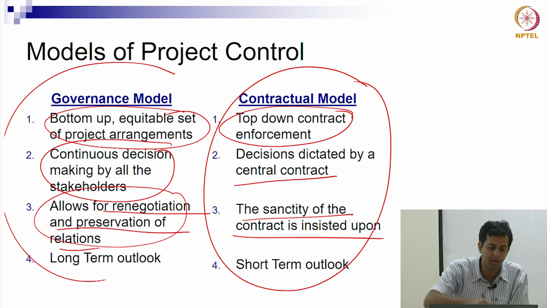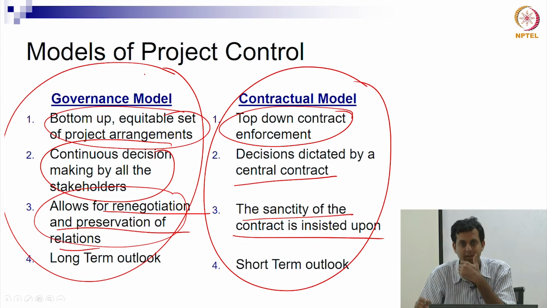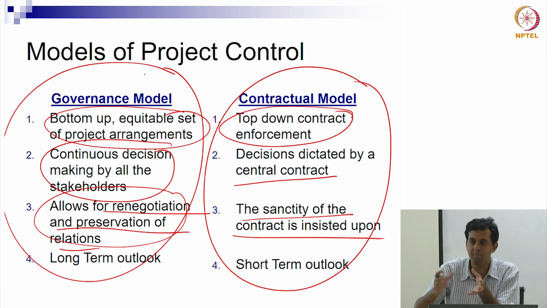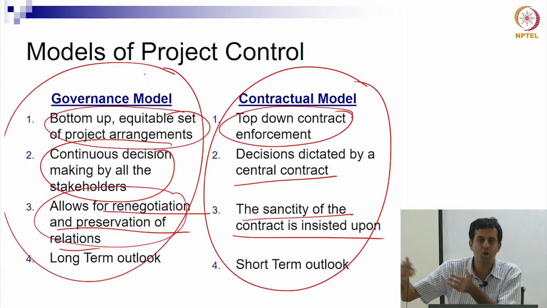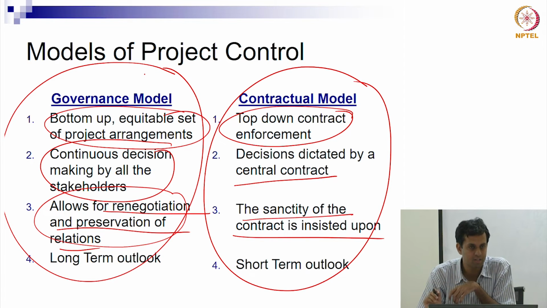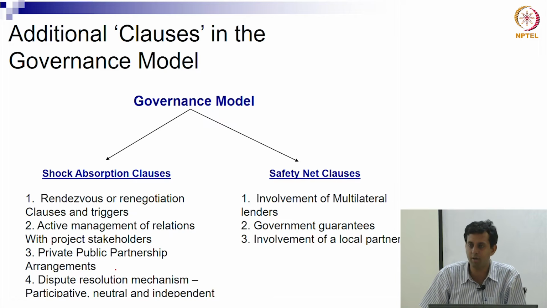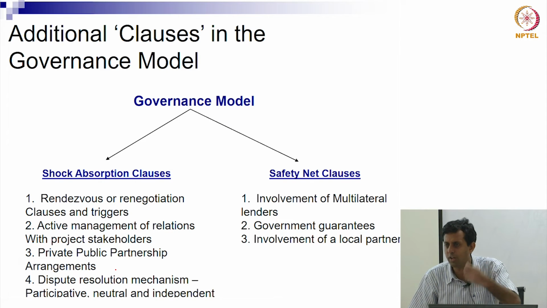Perhaps more projects should be undertaken on the governance model, where we say, look, let's spend a lot of time upfront on decision making, network building, and project structuring, then come out and execute a project, but ensure that we are continuing to revisit our decisions, continuing to make sure that the project stays current and relevant and stable. So that is more of a long term outlook. You have all other kinds of clauses in the governance model: shock absorption clauses, safety net clauses, all of which you think through, because you want to give this project as much a chance of succeeding as possible.